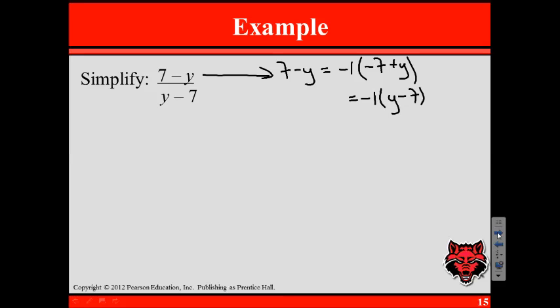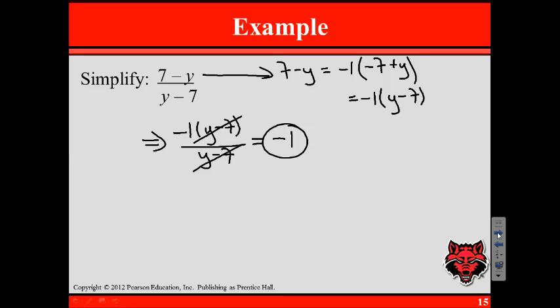So this is a useful trick when something is different. If something differs by just a negative sign, we're going to rewrite it. We factor out the negative sign, and essentially we reverse the order of the subtraction inside parentheses. So let's put this back into the original expression. This becomes -1 times y minus 7 all over y minus 7. So the numerator and denominator have a common factor of y minus 7. Those cancel, and we are only left with -1.